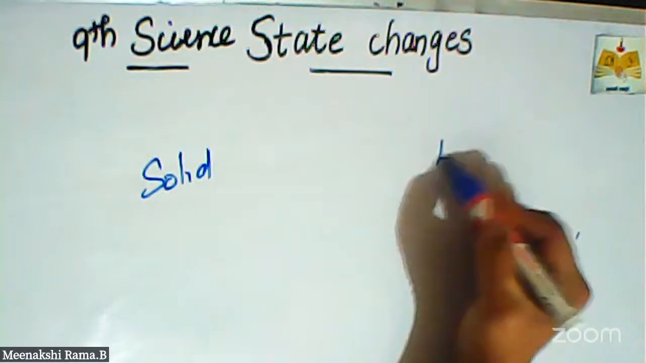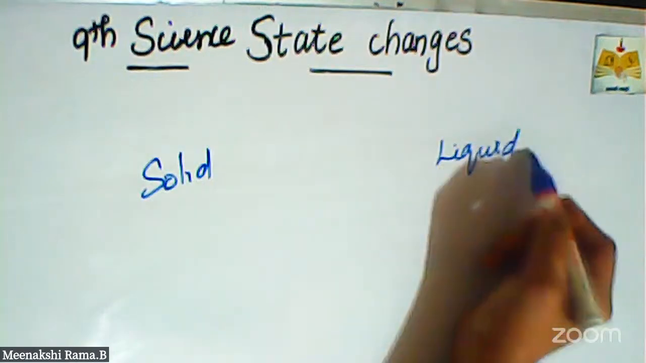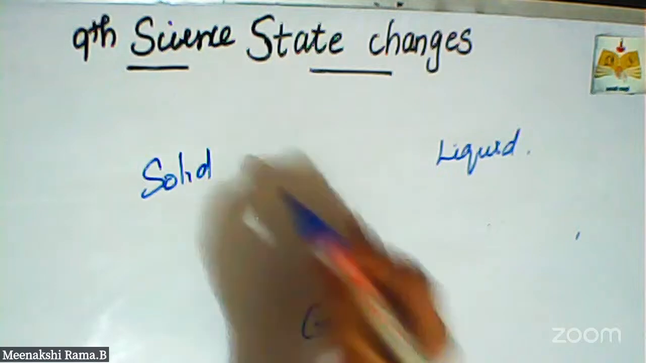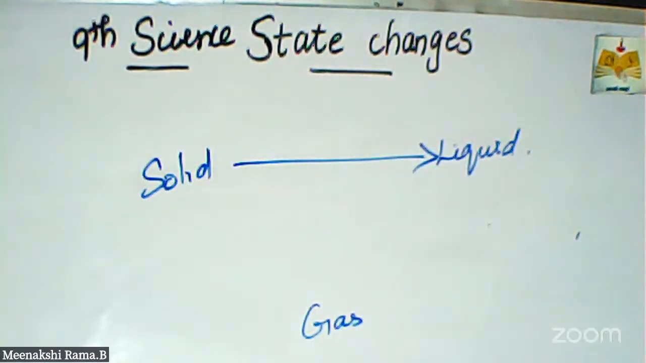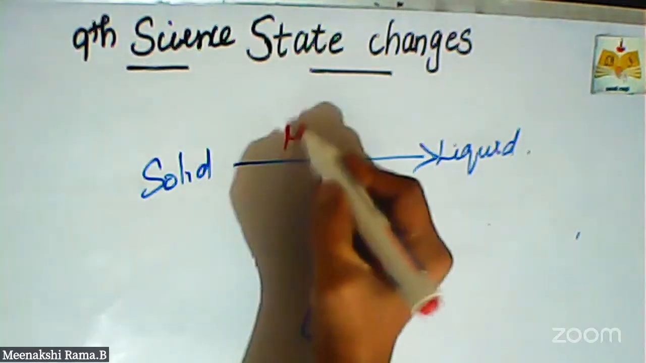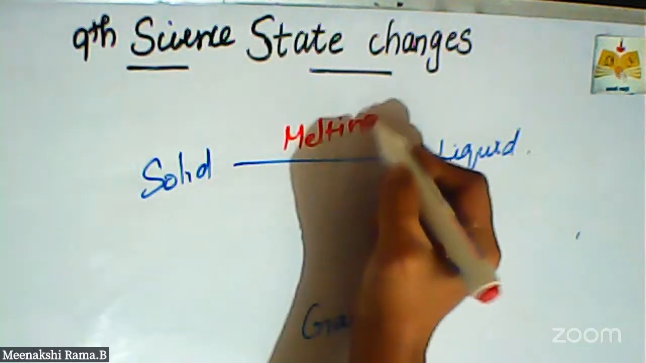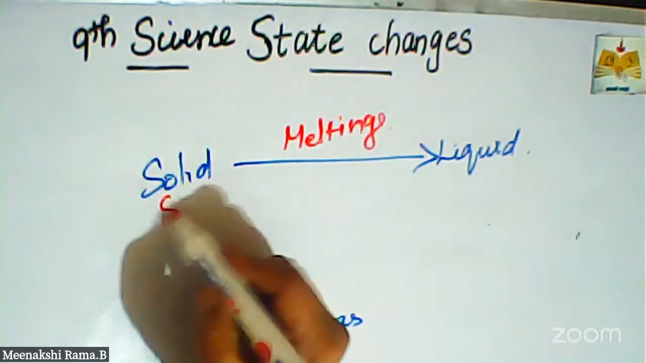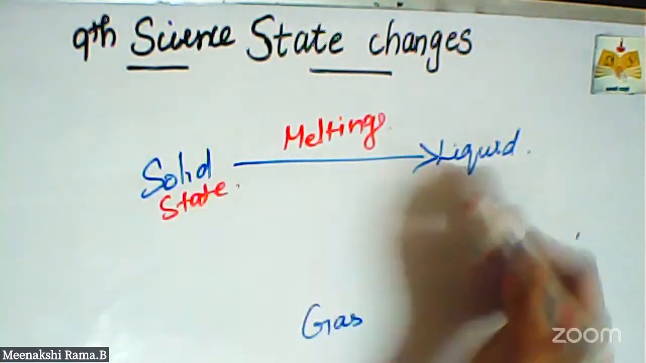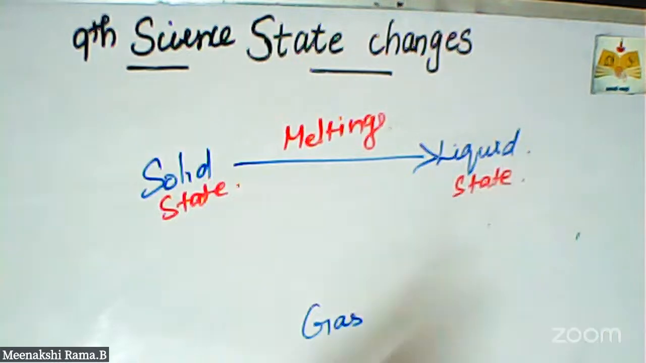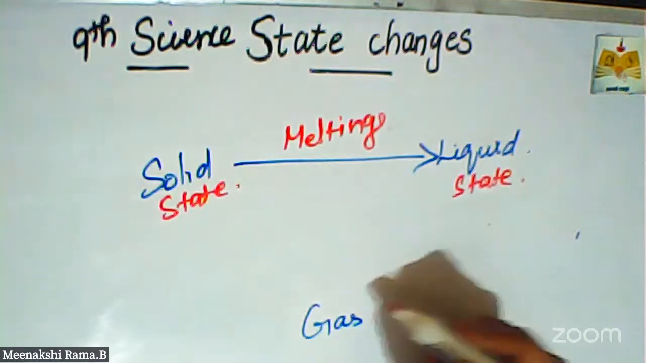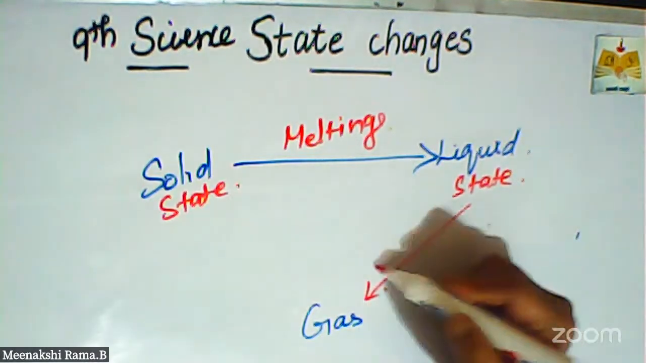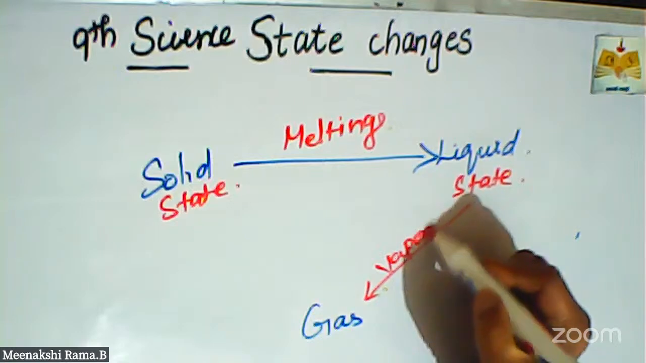Solid, liquid, and gas. First process, solid state is changed into liquid state. That is called the melting process. So the solid state is changed into liquid state. That process is called melting point. Liquid state is changed into gas. This is called vaporization.